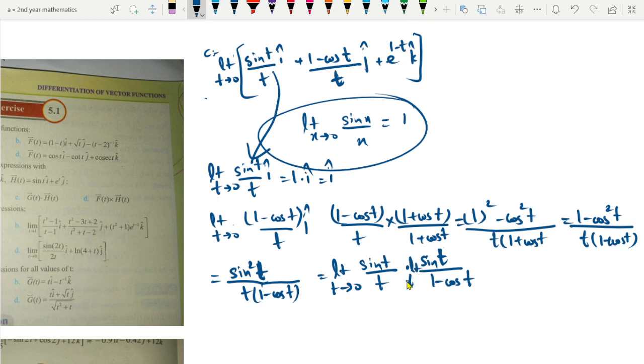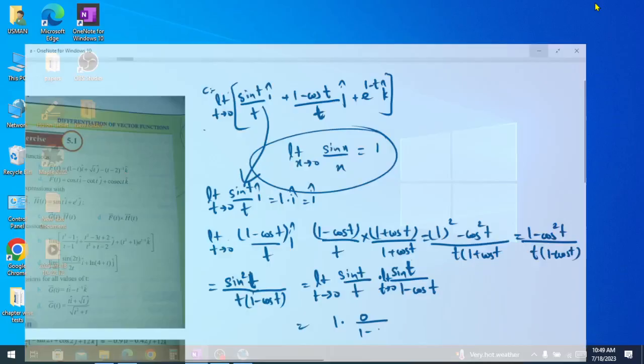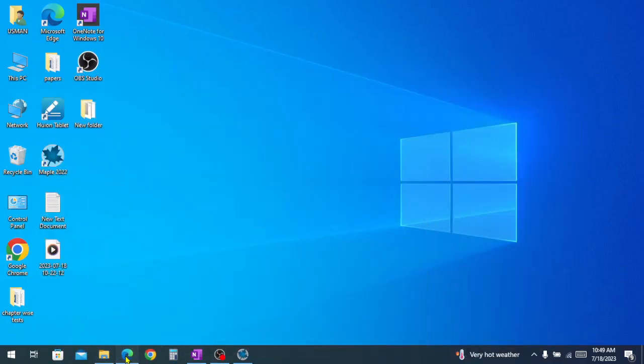Limit t approaches 0. So this will become 1 dot 1 dot. So applying this 0, this will become 0, 1 minus, 1 minus. We will see this question here, how we can solve this one.